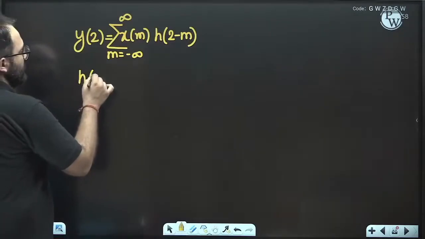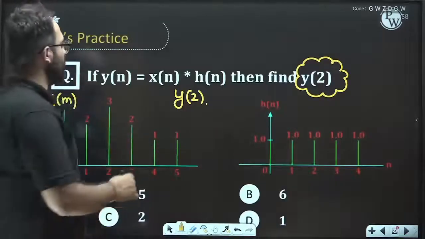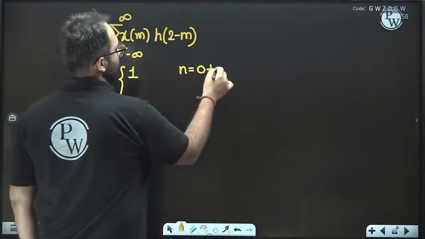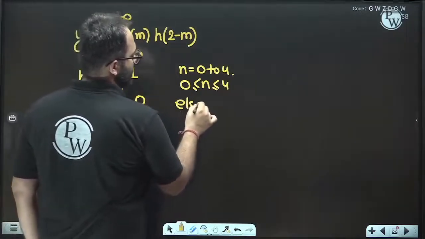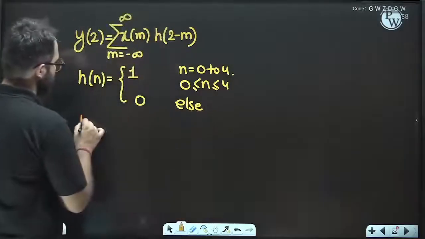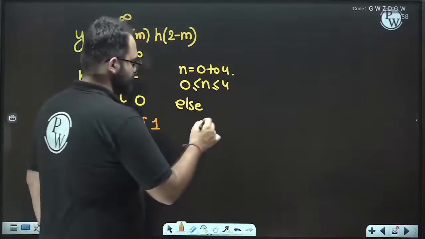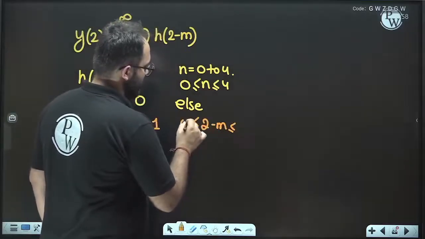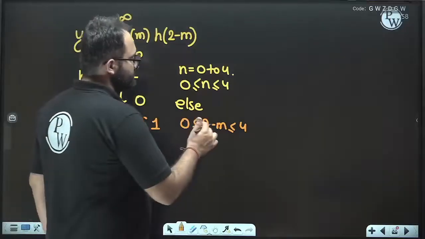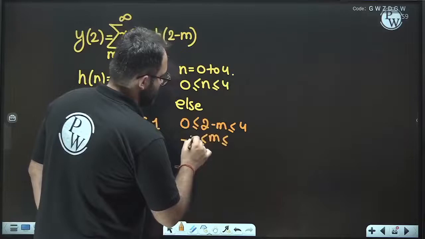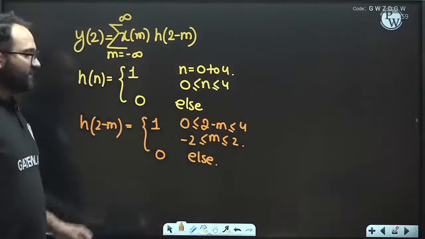So we know that h[n] is equal to 1 from n equals 0 to 4, amplitude 1 only, and 0 elsewhere. From here, h[2 minus m] will be equal to 1 when 2 minus m lies from 0 to 4. So we can find the range of m where this signal is non-zero. Subtracting 2, we get minus 2 to 2, and 0 elsewhere. So from minus 2 to 2, we have h[2 minus m].